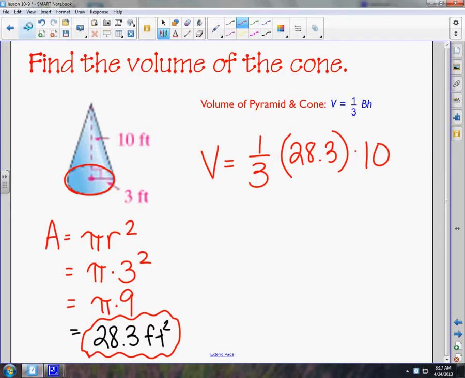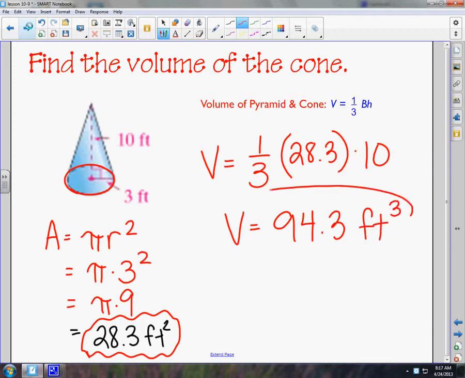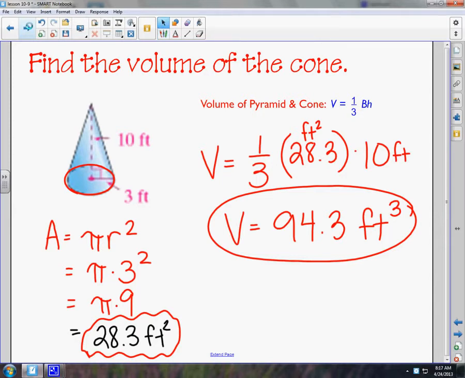So then I take out my calculator again. I do 1/3 times 28.3 times 10, and my volume equals 94.3. And if you remember, volume is feet cubed because this was feet squared and this is feet. So feet squared times feet is feet cubed. So 94.3 cubic feet.